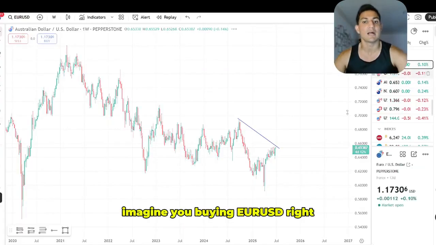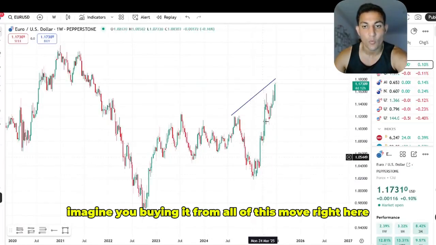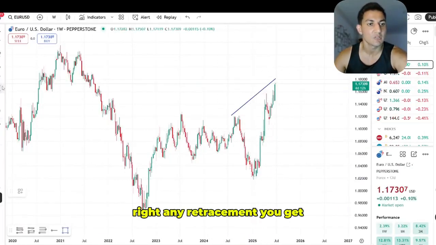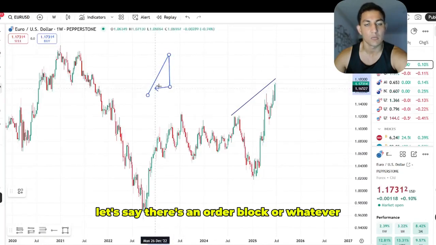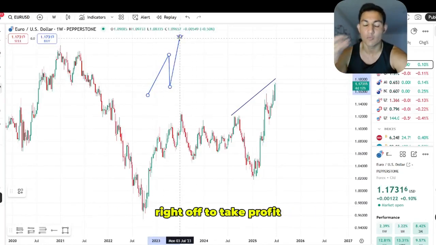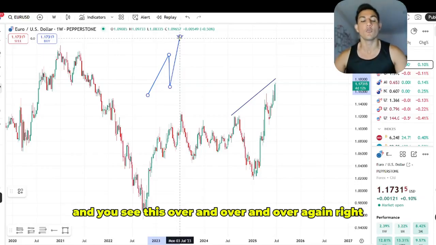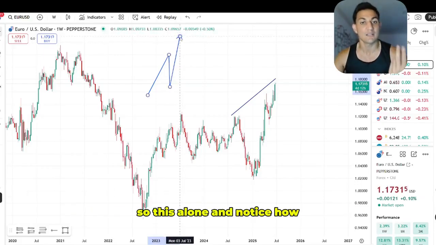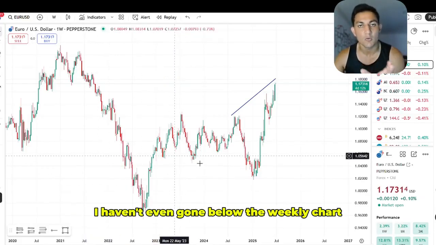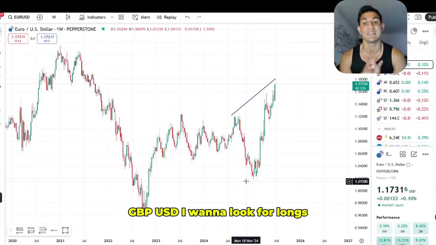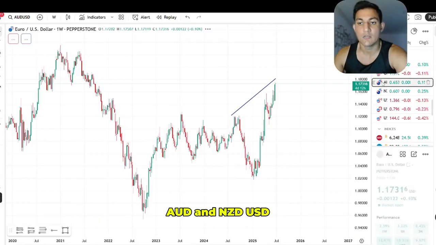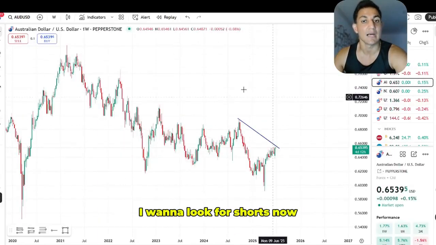Similarly, imagine you buying euro dollar, right? Imagine you buying it through all of this move right here, right? Any retracement you get on euro dollar, let's say there's an order block or whatever, price will just shoot right off to take profit. And you see this over and over and over again, right? So this alone, and notice how I haven't even gone below the weekly chart, this alone tells me right away, euro dollar, GBP USD, I want to look for longs, AUD and NZD USD, I want to look for shorts.